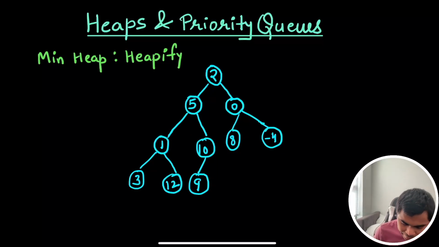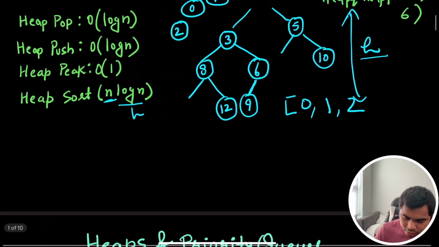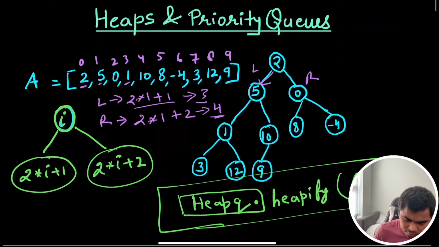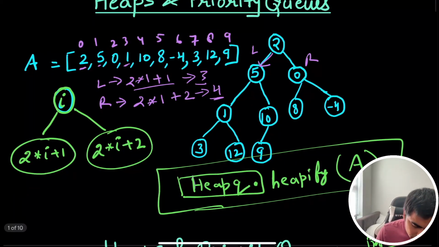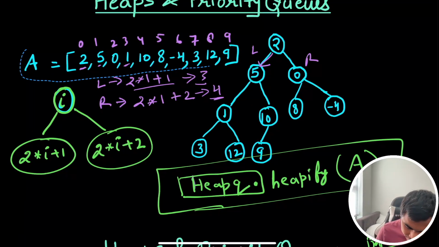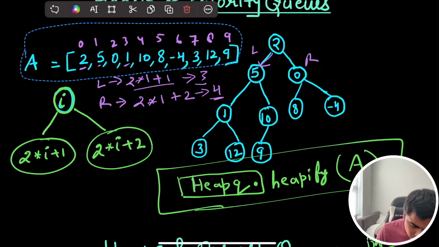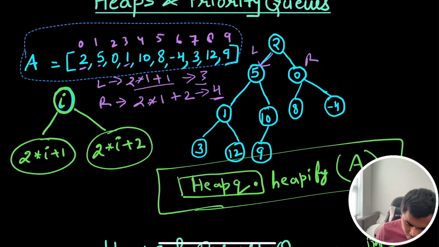What really happened is, in the beginning we had this array. This is not the heap. This is the array I'm talking about. Let me copy this.